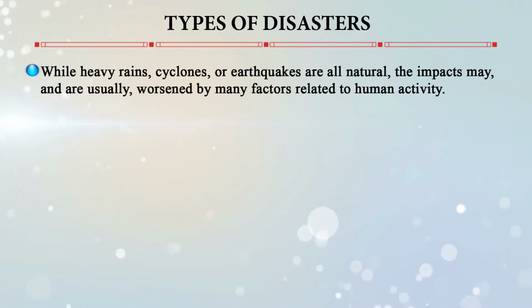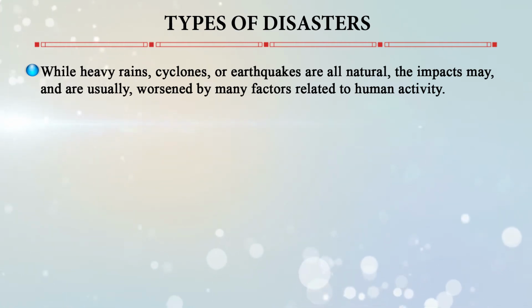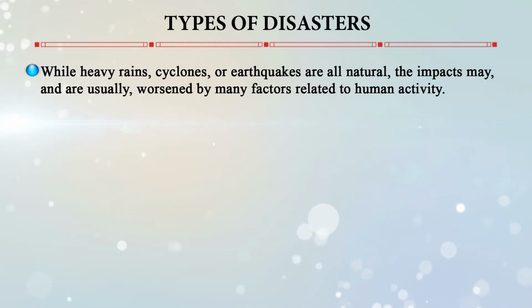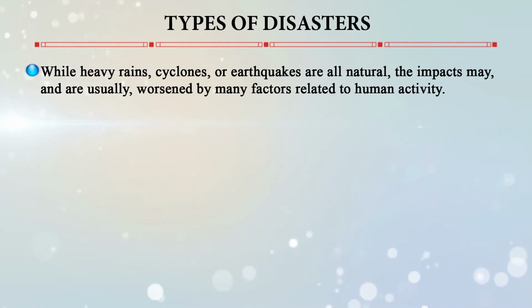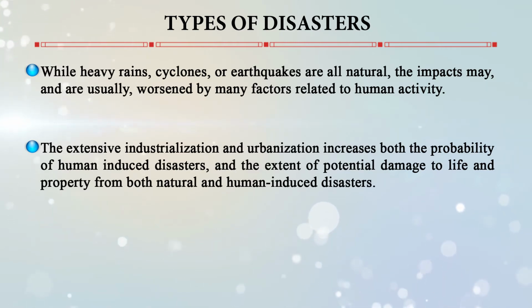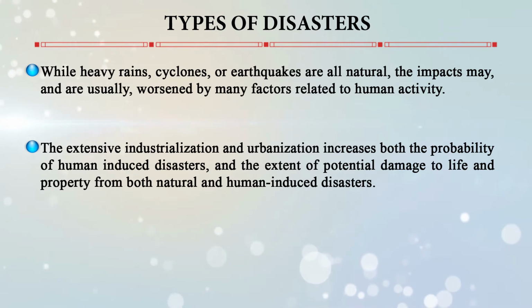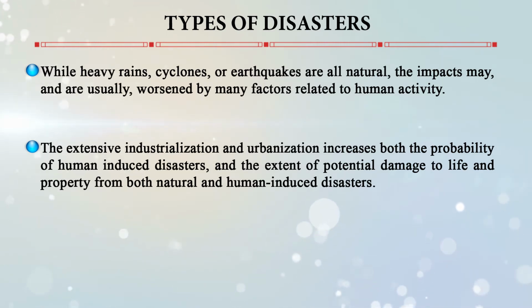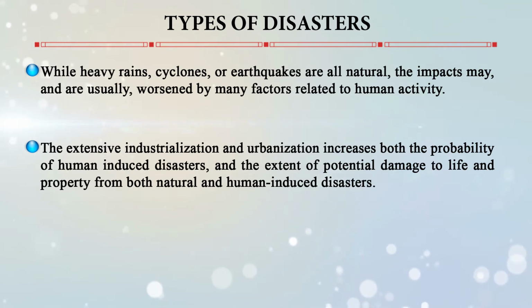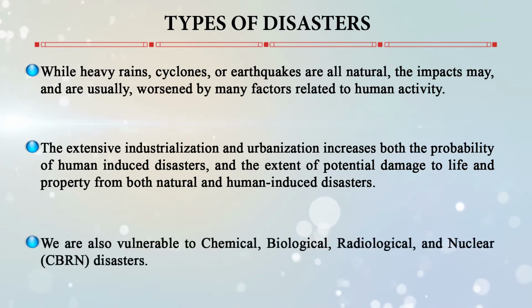Now, for example, heavy rains, cyclones or earthquakes are all natural, and the impacts are usually worsened by many factors related to human activity. Extensive industrialization and urbanization also increase the probability of human induced disasters and the extent of potential damage to life and property from both natural as well as human induced disasters. We are again more vulnerable to chemical, biological, radiological and nuclear disasters.